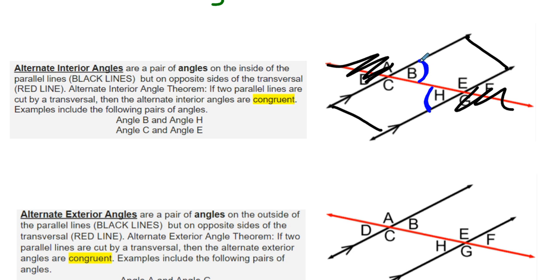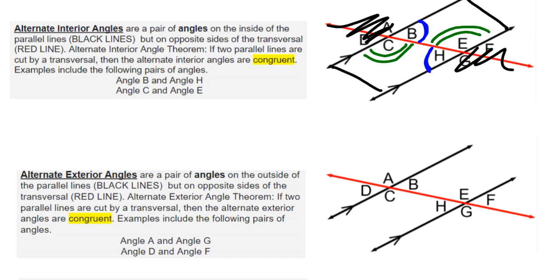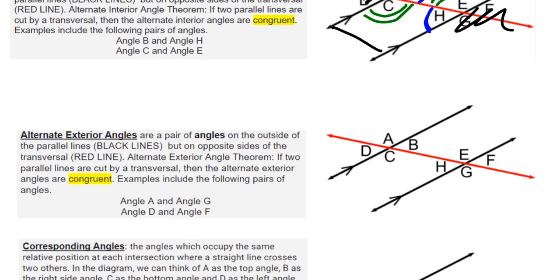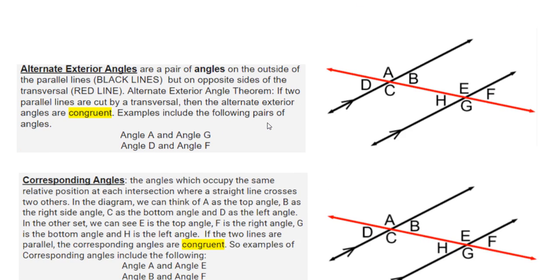So it alternates two ways, okay? It alternates the parallel line that it's located on, so we jump from this one to this one, and it alternates the side of the red line that it's on, which also means we have a second pair of alternate interior angles, and that is C and E. Okay, so you'll notice right here the yellow highlighted part is going to become important in the next section. But right now you just need to know and identify what these words mean.